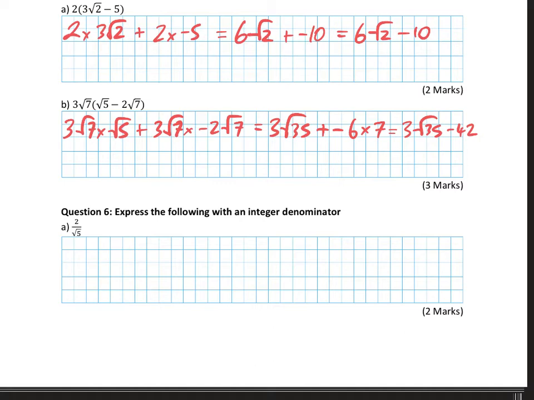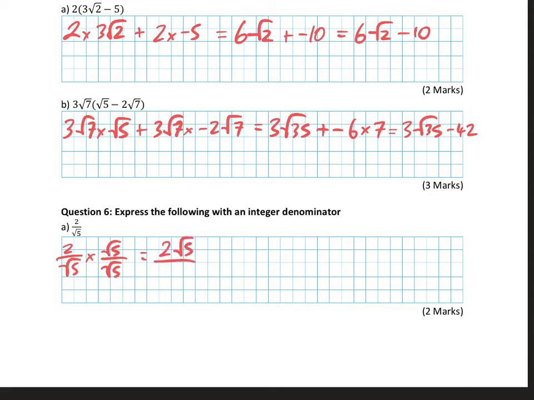The denominator is just root 5, so I times it by root 5 on root 5, because root 5 on root 5 is 1, and so I'm allowed to do that, so it's going to be 2 root 5 over root 5 times root 5 is 5. That's an integer denominator. I can't cancel down at all. So we're good for page 3.